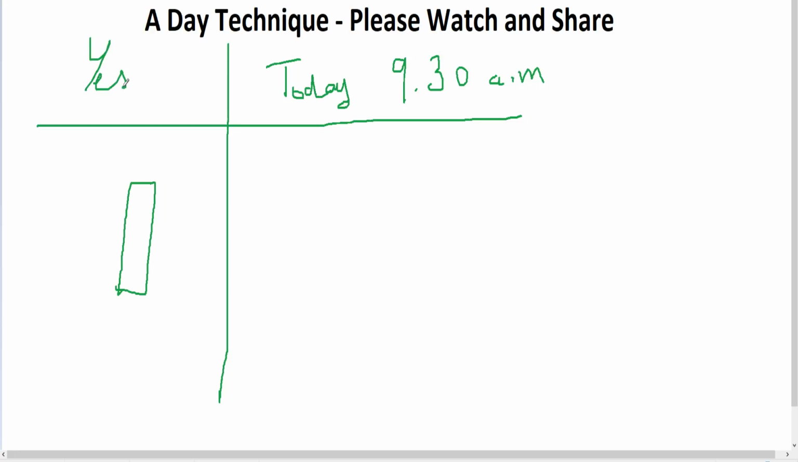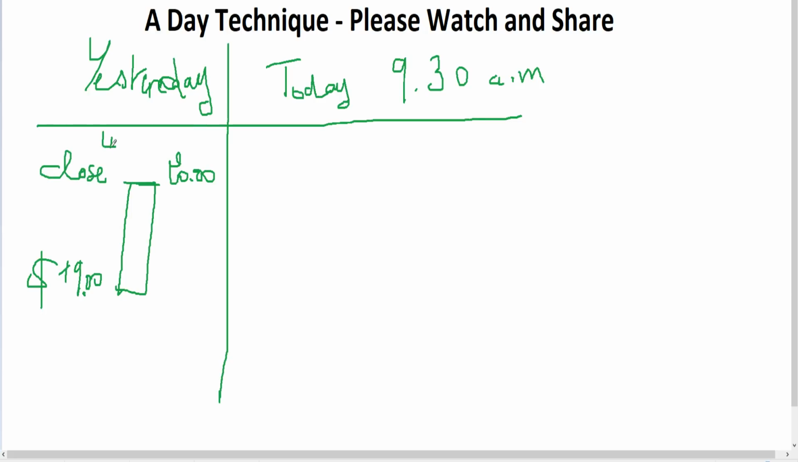Now this is yesterday. Why you should know yesterday, I will give you the technique. Let's say the stock yesterday went from $19 to $20, just as an example. Now $20 here is the close of yesterday at 4 p.m.